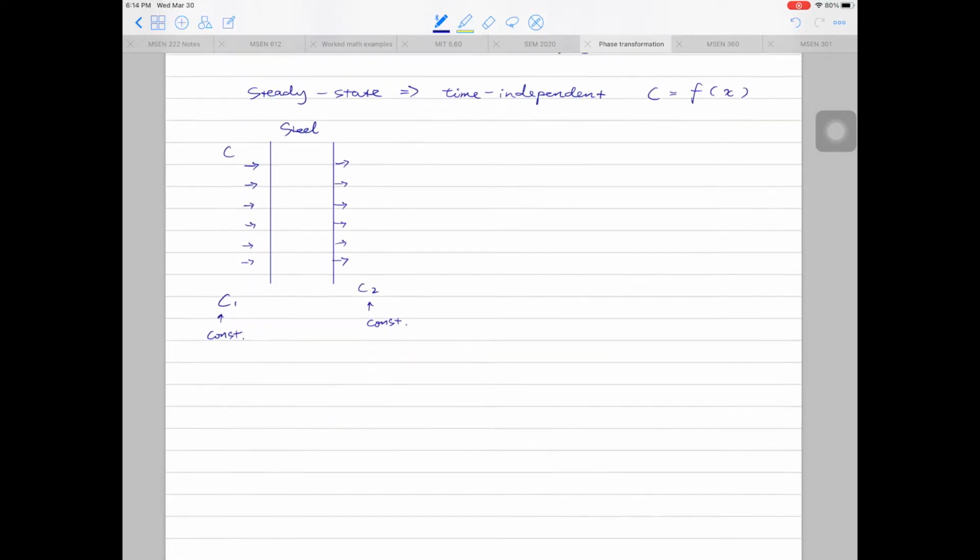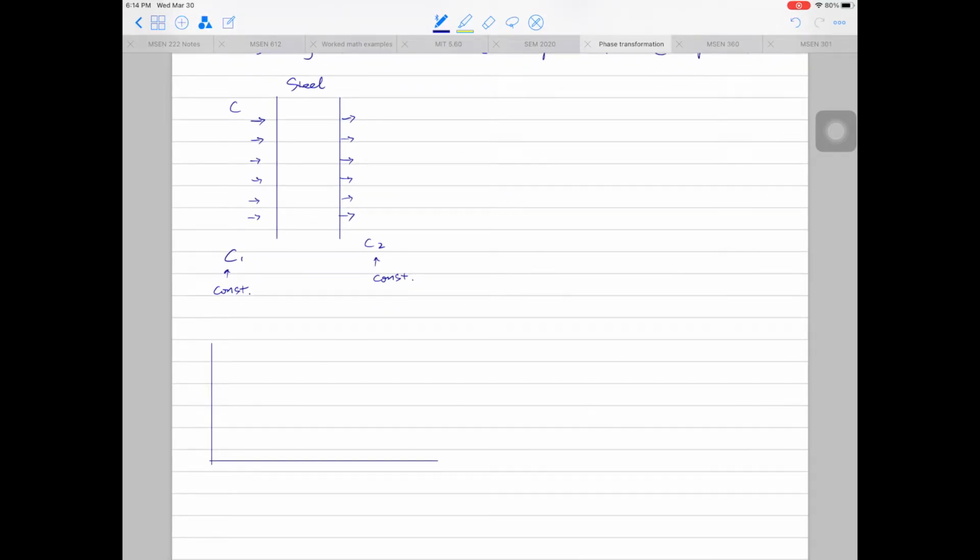Next, we can just plot the carbon concentration across the steel wall. On the x-axis, that's the distance. On the y-axis, that's the concentration. So let's label two distance points, x1 and x2. That's the position where we have the entry plane and the position of the exit plane. Let's also label C1 and C2. The steady-state diffusion will give you a straight line. Since it is a steady-state diffusion, this profile will not change over time.